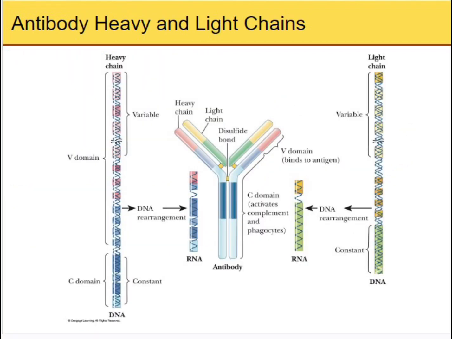Antibody heavy and light chains. This is the structure of antibody heavy and light chains. Heavy chains have a variable V domain and a constant C domain. The heavy and light chains are held by covalent bonds. The C domain activates complement and phagocytes. The V domain binds to antigen. DNA rearrangement joins the constant DNA to the variable DNA for the light chain.